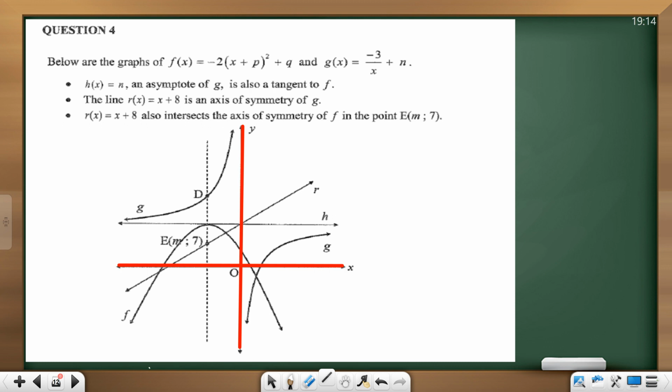Okay, please sketch. And after sketching, you read that top there and interpret for me. It's a line. This says h of x equals n, so it's a straight line.